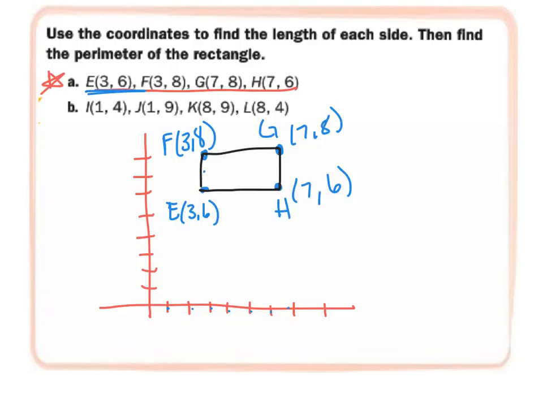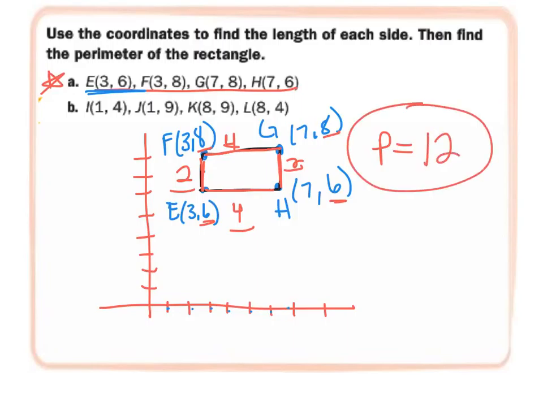And I need to find the lengths of each side. So I'm going to find the length of this side right here. One is at 3 and one is at 7, so I know that 7 minus 3 is 4. So that means this side is 4. Over here, they're both at 8 on top, and then 6 is the lower one, so I know that they're 2 away. So the perimeter equals 4 and 4, 8, plus 2 is 10, plus 2 is 12. So the perimeter is 12. B, I want you to try on your own. So pause the video and try and figure out the perimeter on your own.